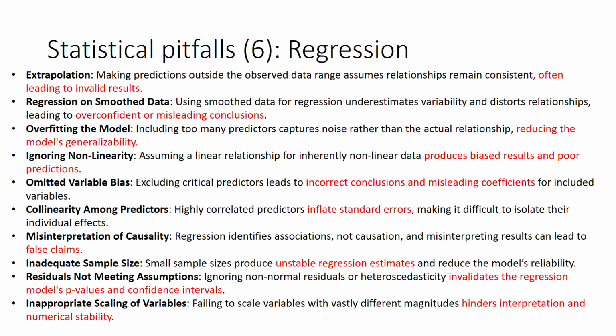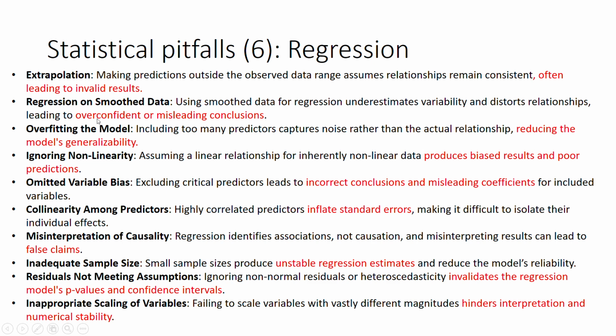Then many times we do some kind of regressions, and there are a number of statistical pitfalls associated to regression. One of them is extrapolating. So regression is only valid within the range of values we have observed. Going beyond those values, you may get incorrect predictions, and sometimes you also get valid predictions, but you don't know. It is valid only inside the range you have observed. Or you smooth the data before making the regression, and then you are distorting all the p-values, all the r-squares.